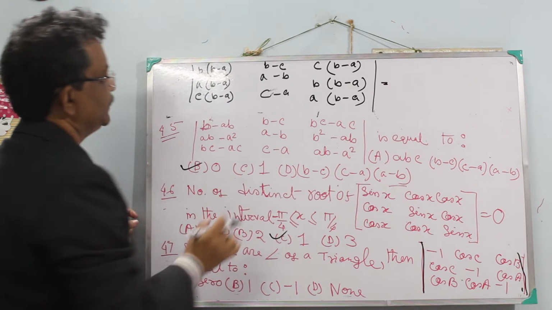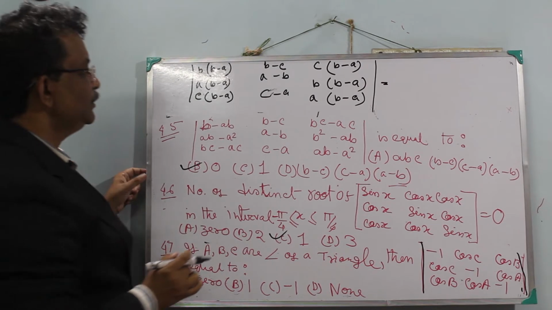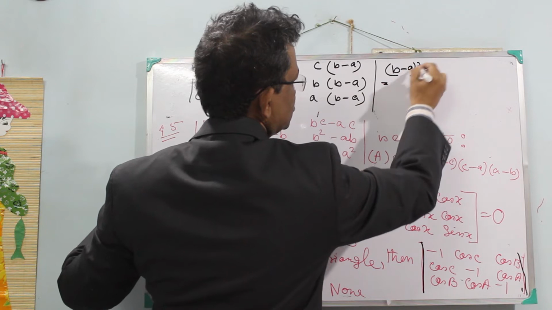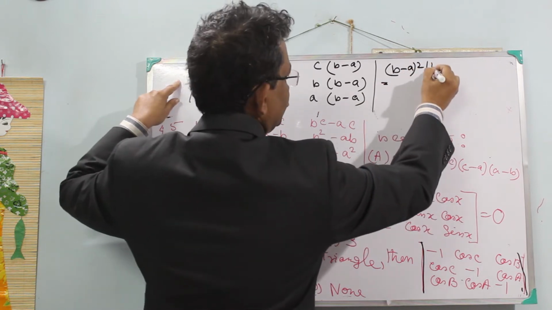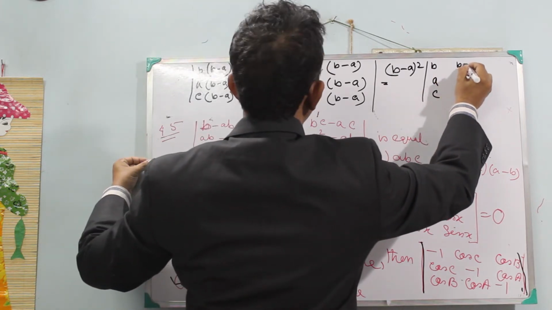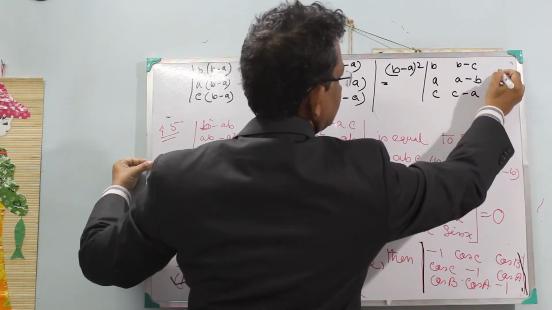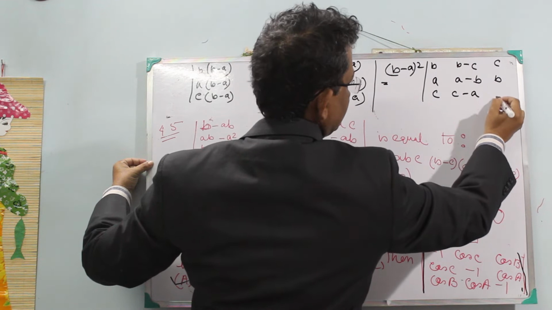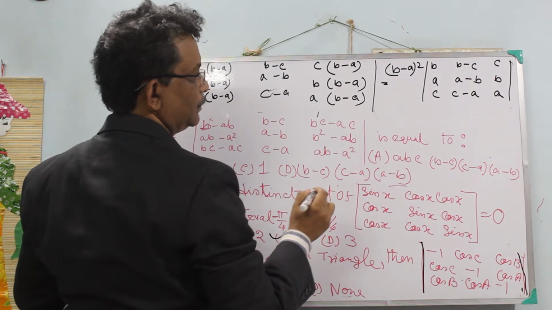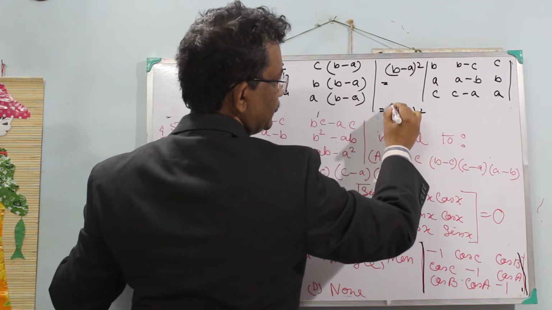Now I can take b minus a common from this column and from this column. So it will be b minus a whole square. The remaining: b, a, c, b minus c, a minus b, c minus a, c, b, a. Now b minus a whole square.